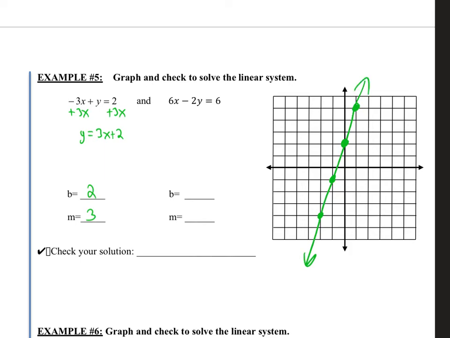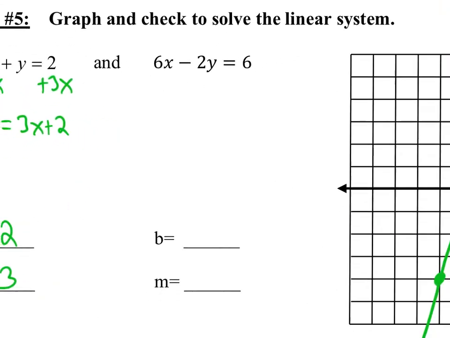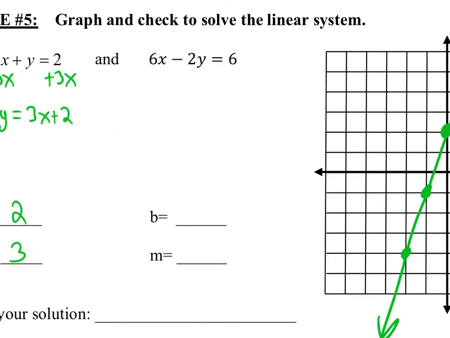All right, let's change our color here. Now the next one's a little bit trickier. We have 6x minus 2y equals 6. We need to get that negative 2y by itself first. It's not in y equals mx plus b form, or slope-intercept form.